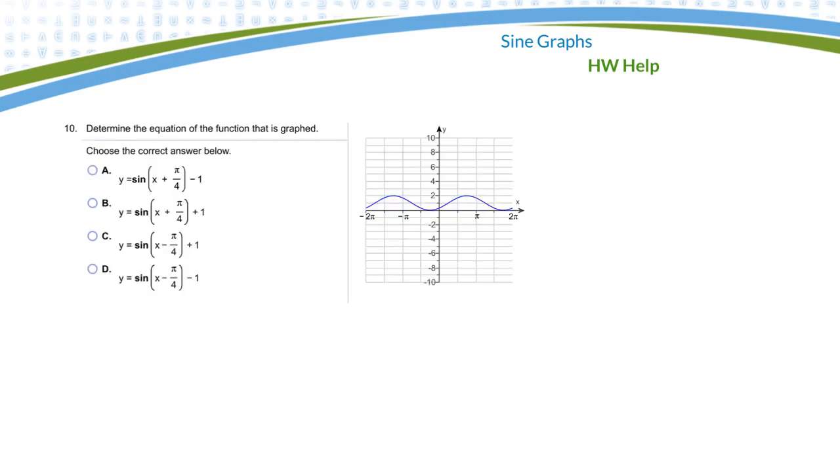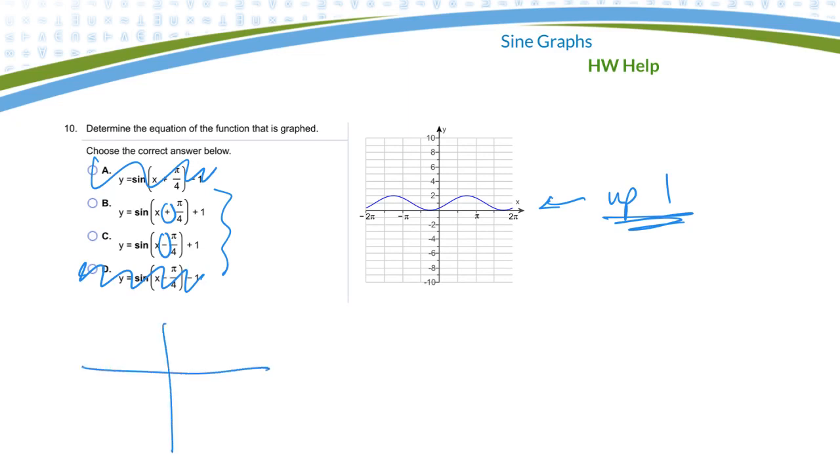All right, last question. Determine the equation of the graph. Oh, this is an interesting one. Looking at this graph initially, it's been moved up 1. So it can't be this one, can't be that one. So it's one of these two here. Now, this says shifted to the left by pi over 4. This one says shifted to the right by pi over 4.